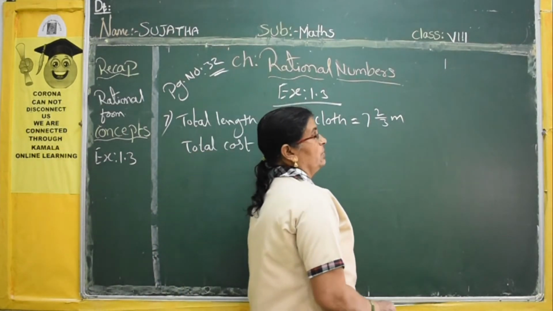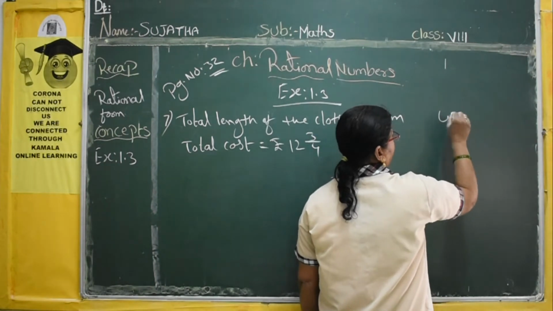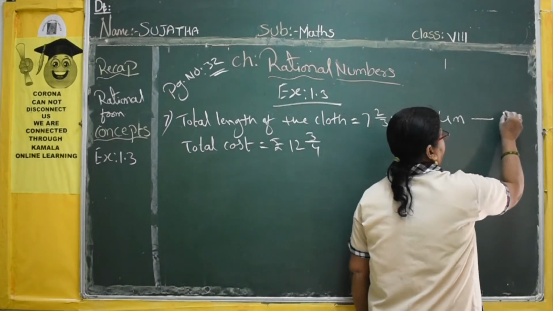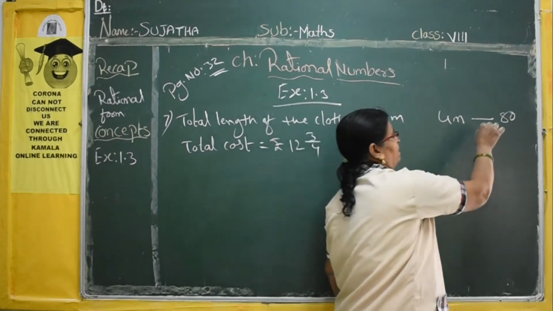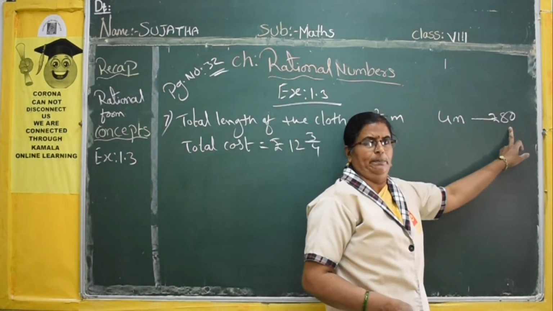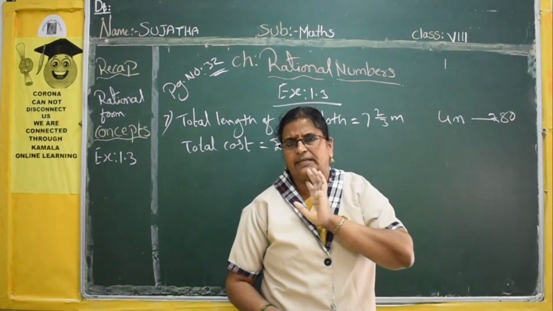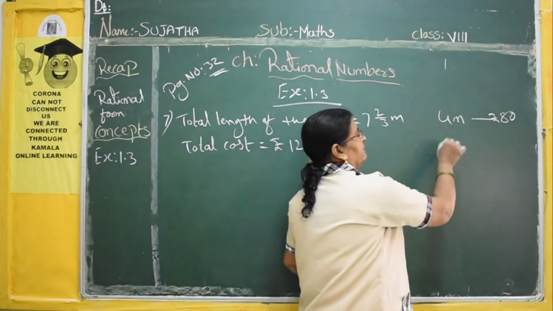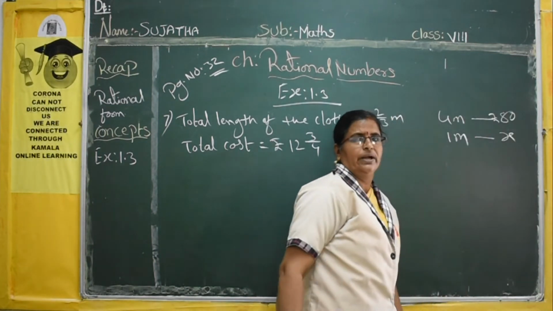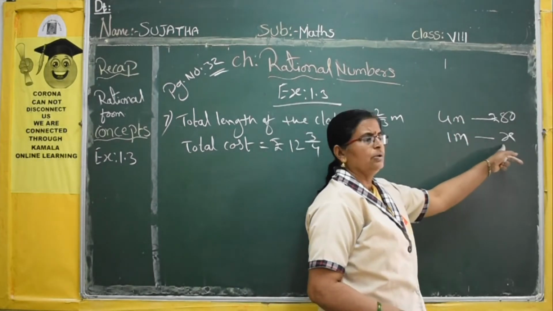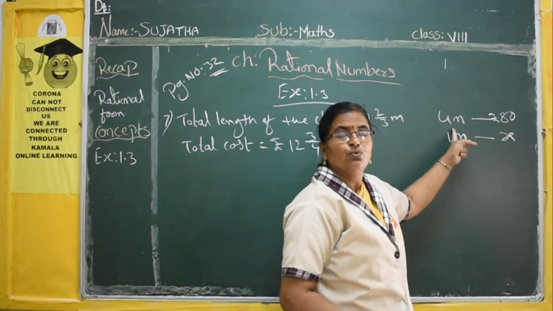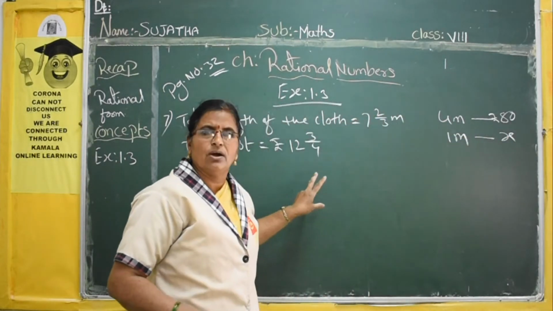Okay. See how you will find. For example, you purchased 4 meters of cloth for 80 rupees. But I want the cost of 1 meter of cloth. How will you find it? Here you write 1 meter. The cost of 1 meter of cloth you don't know, so X. So what will you do? You will do the cross multiplication and divide the 80 by 4 meters. Same process we have to do here also.